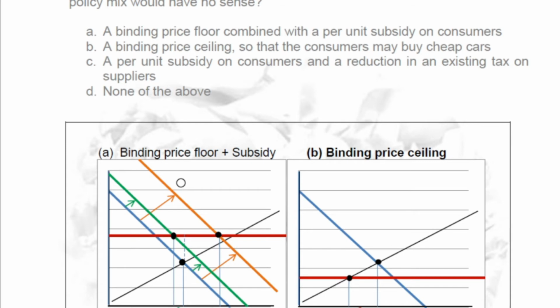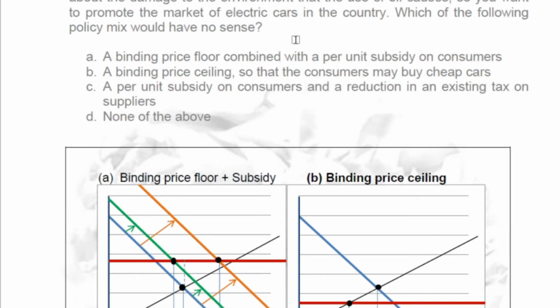Okay, so which of the following policy mixes would have no sense? This has sense. Okay, this could have sense if it's put in place appropriately, with appropriate calculations done by the government. Then B, a binding price ceiling so that the consumers may buy cheap cars.